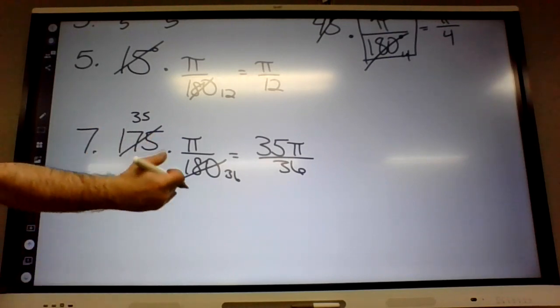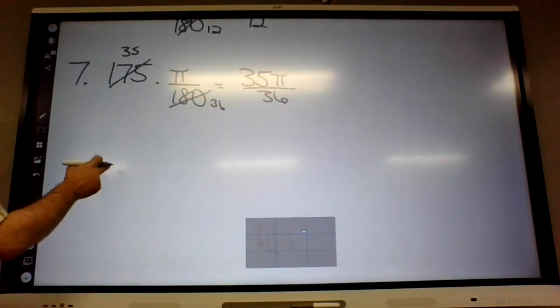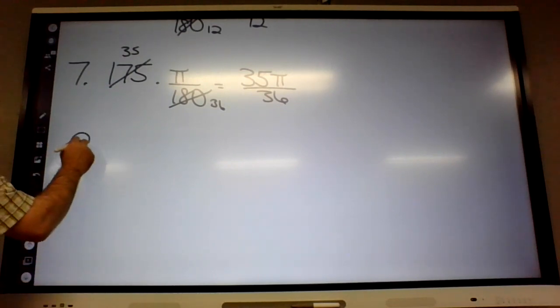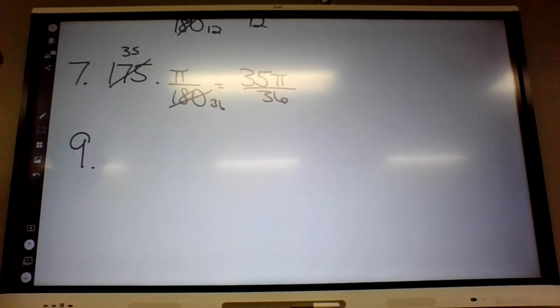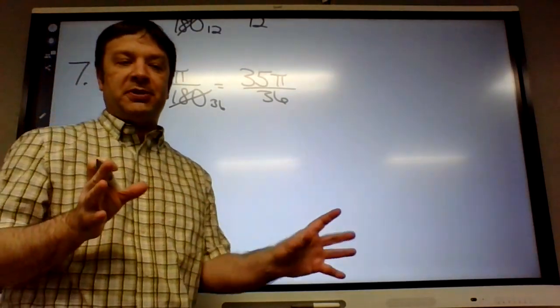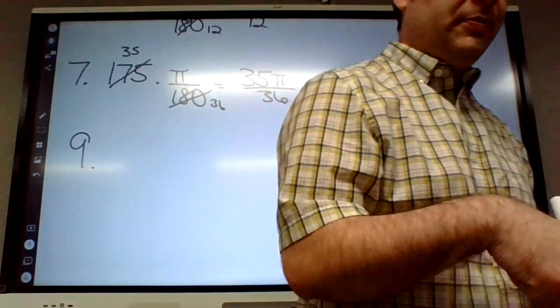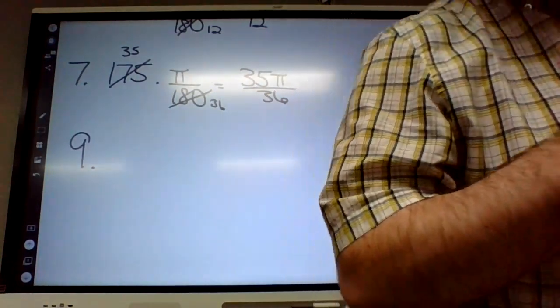Yeah, if you put the pi off to the side, that's fine. I'm not going to count it wrong. Just don't make it look like it's in the denominator. I know the calculators put it separately usually because a lot of calculators aren't quite capable of putting pi in the fraction, but whatever.